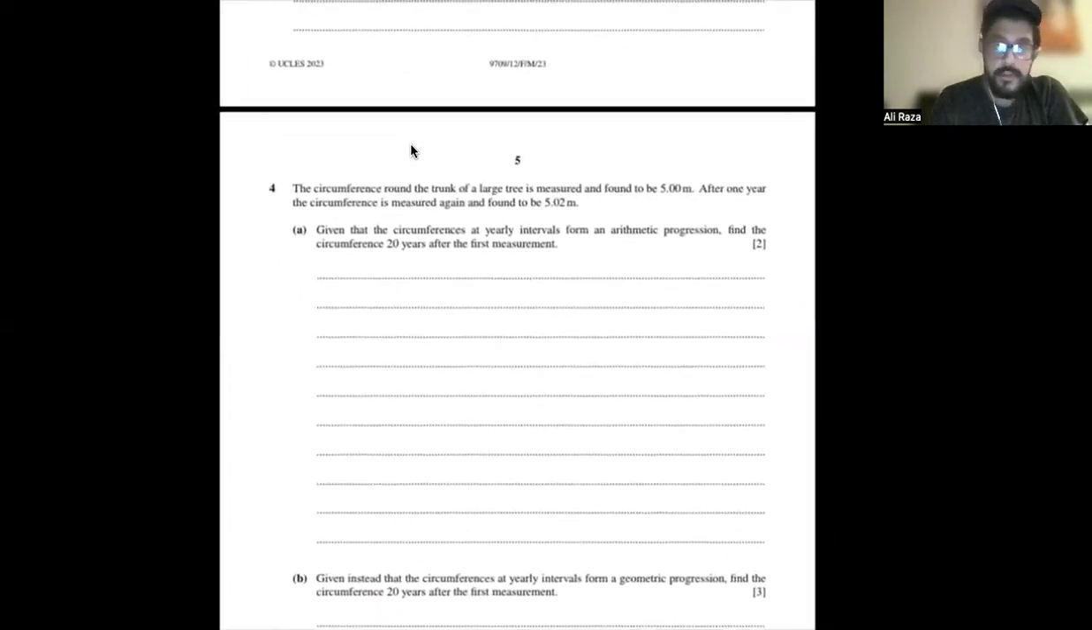The circumference around the trunk of a large tree is measured and found to be 5 meters. After 1 year, the circumference is measured again and found to be 5.02. Given that the circumference at yearly intervals performs an arithmetic progression, find the circumference 20 years after the first measurement.